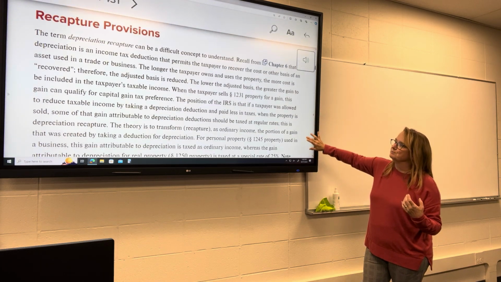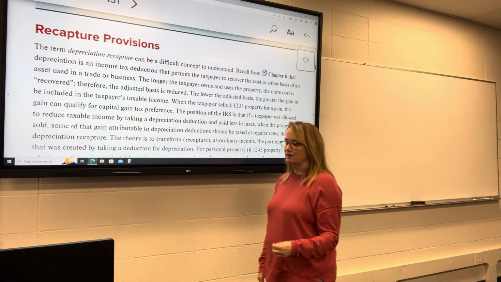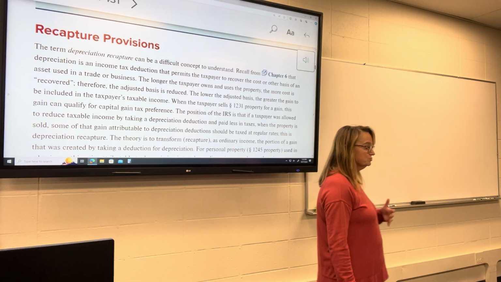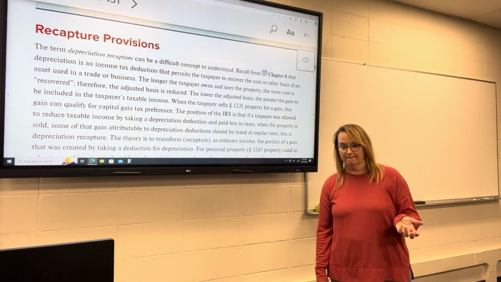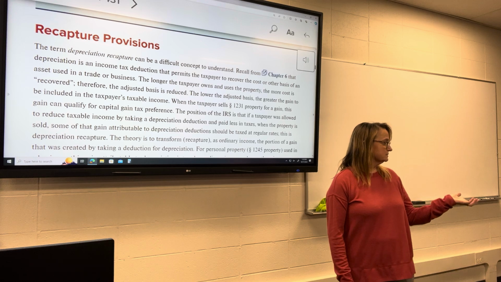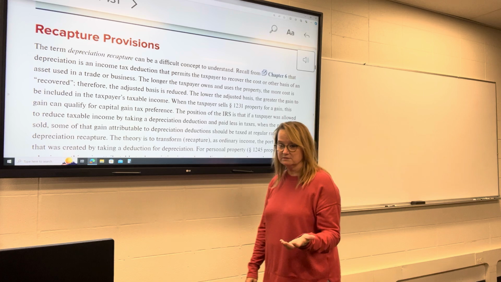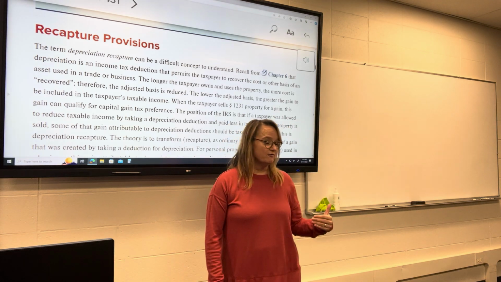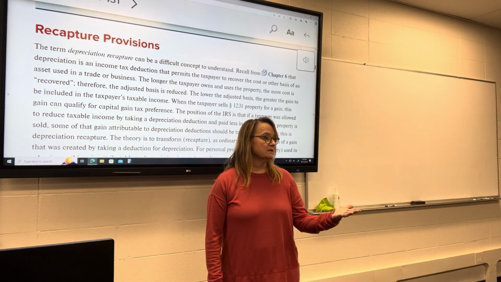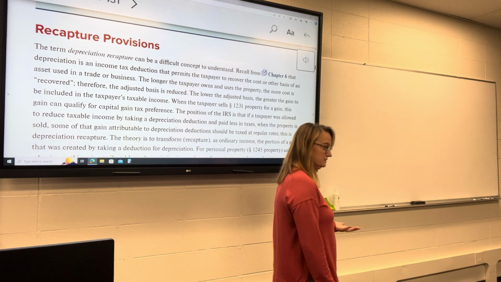All right, so that recapture part. So depreciation recapture, again, that's the amount of gain that is due to depreciation. So you got some sort of depreciation adjustment over the years, and you got a tax benefit from that because that was a deductible expense, but it reduced the basis of the property. And then when you went to sell it, you had a gain, but it was due to the depreciation that you had taken on it.